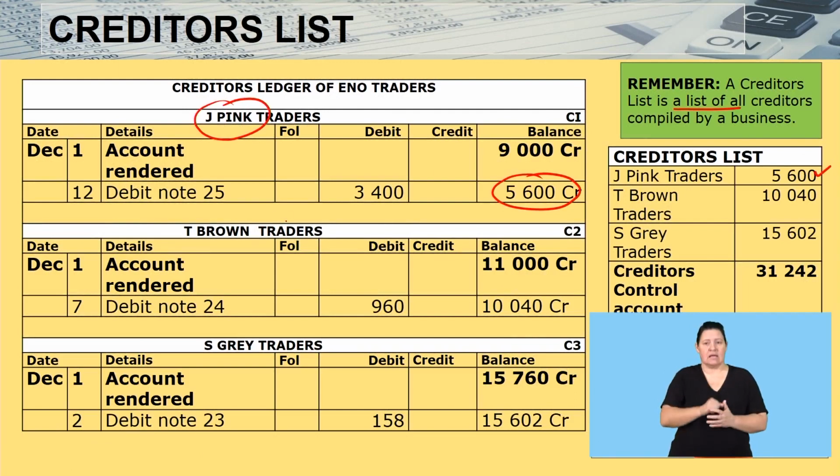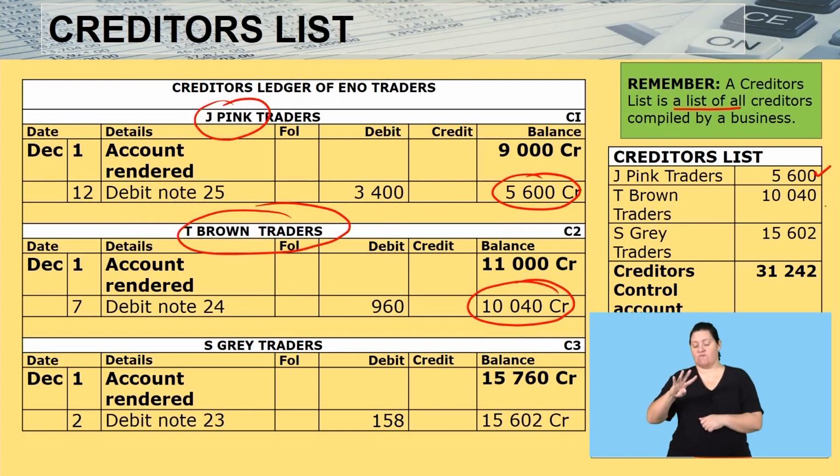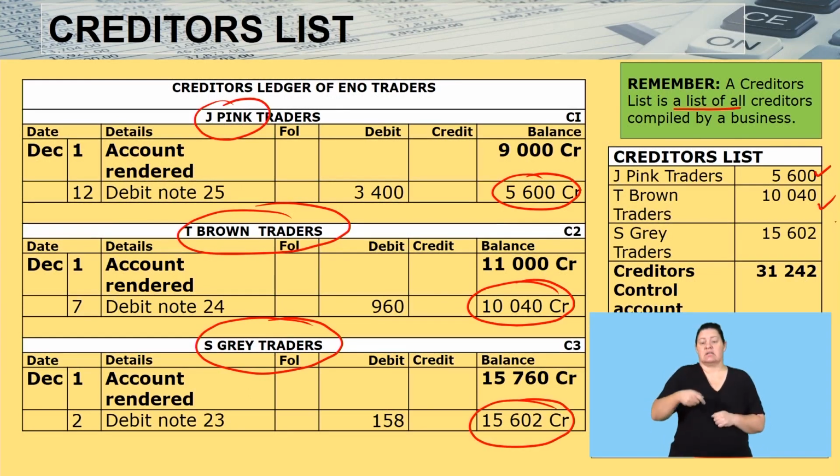The next one is T Brown Traders, and we owe them 10,040. And then the last one is S Gray Traders, and we owe them 15,602. Now, please quickly punch this in your calculator. If you say 5,600 plus 10,040 plus 15,602, it should give you an amount that is 31,242. That should be the same amount that you'll find in your creditors control account.